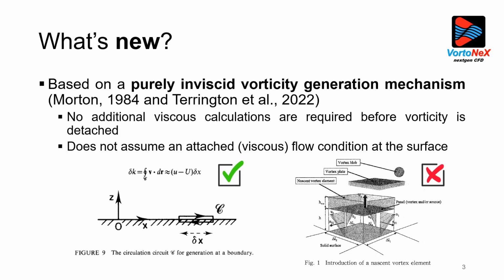But what's new about this development? Unlike other vortex methods, this one is based on a purely implicit vortex generation mechanism, which means that vortices are generated at the surface without any additional calculations related to fluid viscosity. In any case, the latter only plays a role just after the vorticity has been created by diffusing it to the surroundings. From this point of view, such a numerical method does not assume an attached flow condition at the surface, which inherently comes from a viscous motivation.